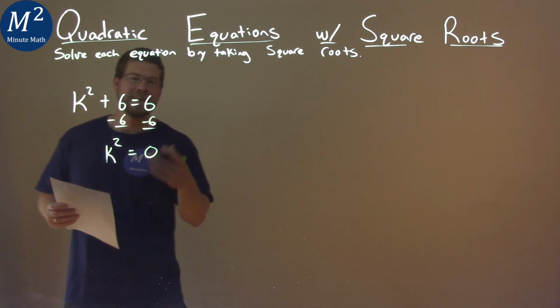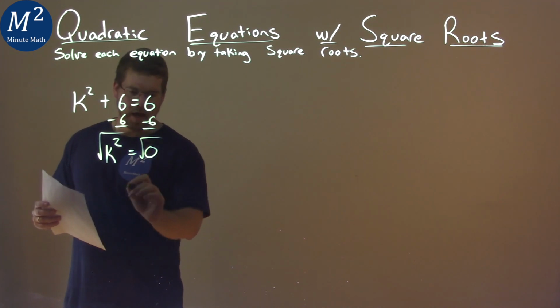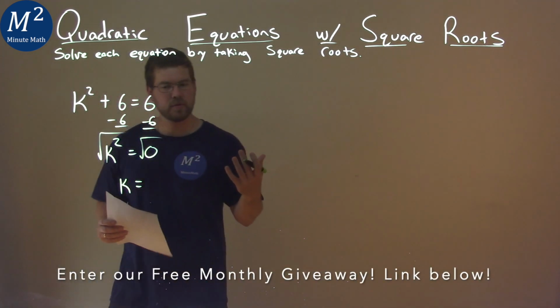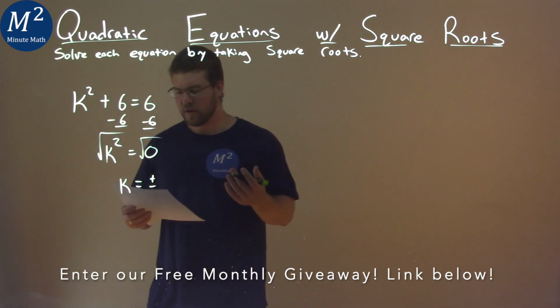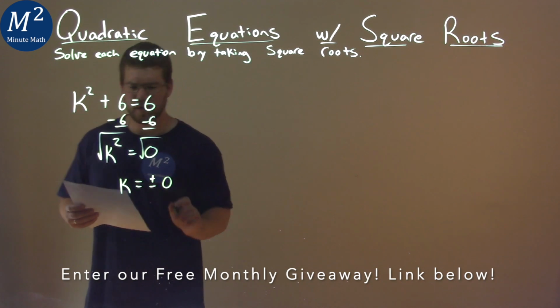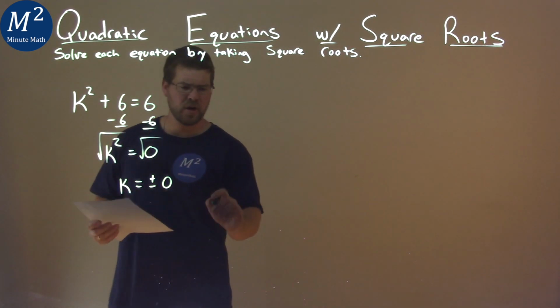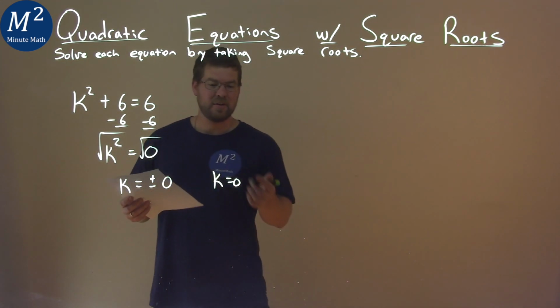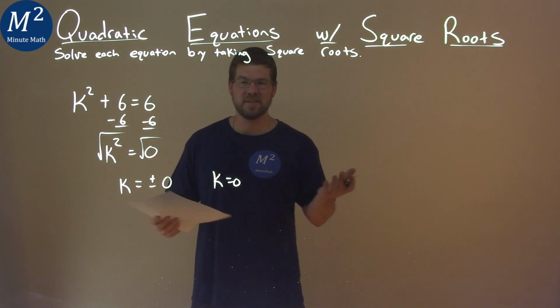Then from there, we need to take the square root of both sides here. K is now by itself, equals, and when we take a square root over the equal sign, we need to put a plus and minus. And the square root of 0 is just 0. So what does that leave me? Do we have a positive and negative 0? No. K just equals 0, and that's it. Our final answer is pretty simple. It's just k equals 0.